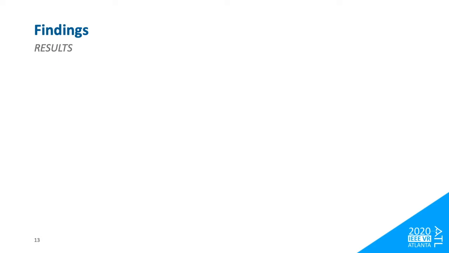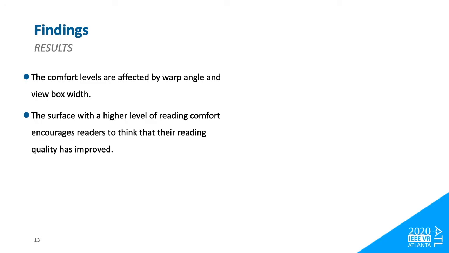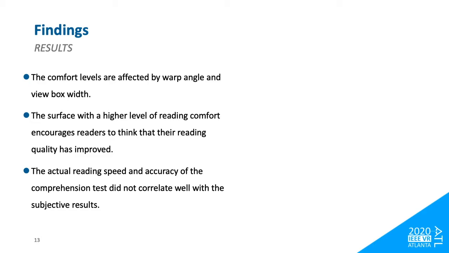So from the above results of our second study, we could find that the warped angle and the width of the view box are the factors that affect people's reading comfort level in virtual environments. And also, a higher reading comfort level would encourage readers to think that their reading quality has improved, even though the real accuracy and reading speed don't change so much.